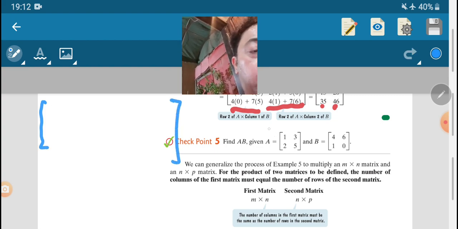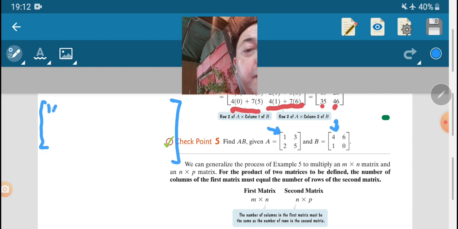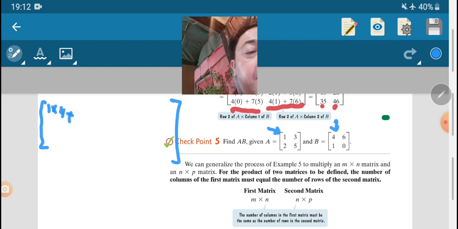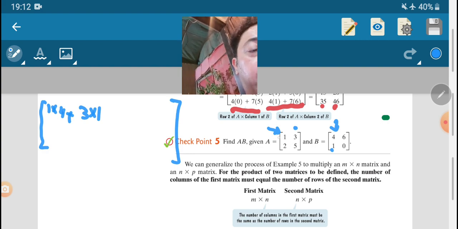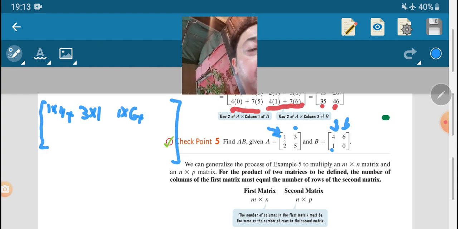The first row and first column: 1 by 4 plus 3 by 1. The second member is the first row and second column: 1 by 6 plus 3 by 0.